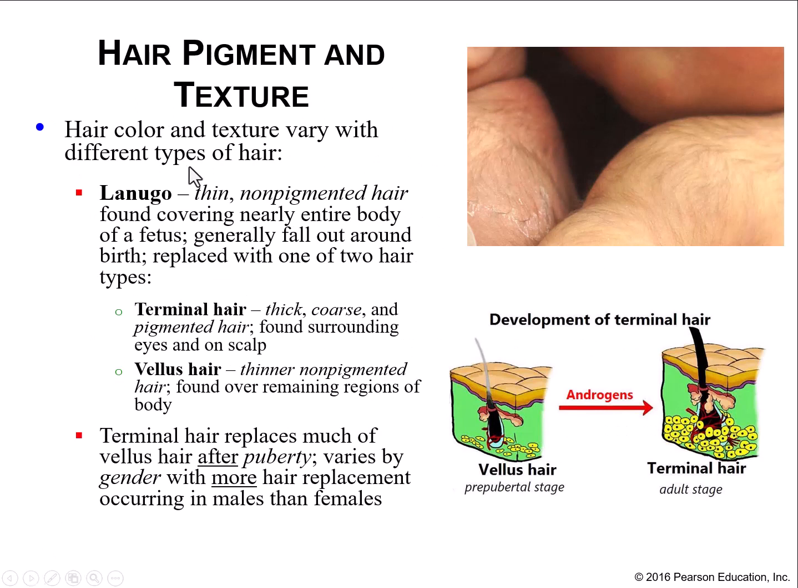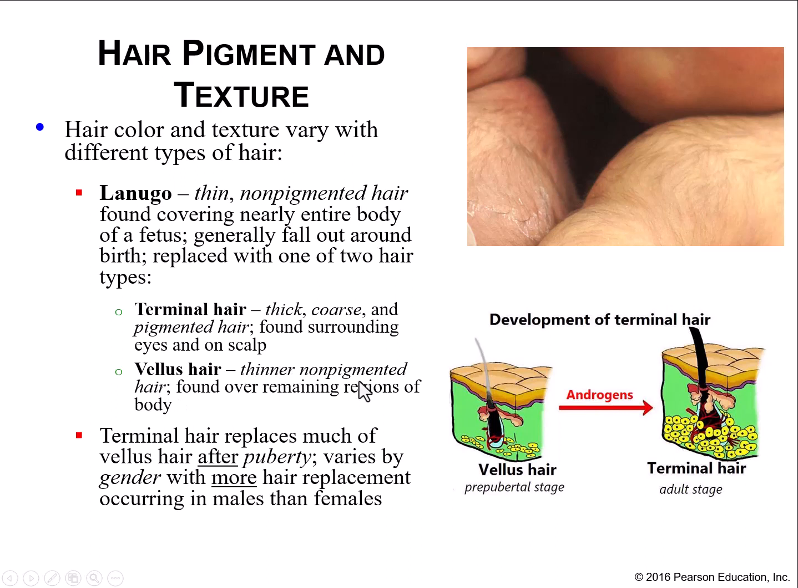Throughout life, you have 3 types of hair. The first, when you're in utero, is lanugo, a very thin, non-pigmented hair covering the entire body of a fetus. It usually falls out around birth and is then replaced with these 2 other types of hair. These are the shoulders of 2 twin girls, and you can see the lanugo on them. And you have terminal hairs and then vellus hairs.